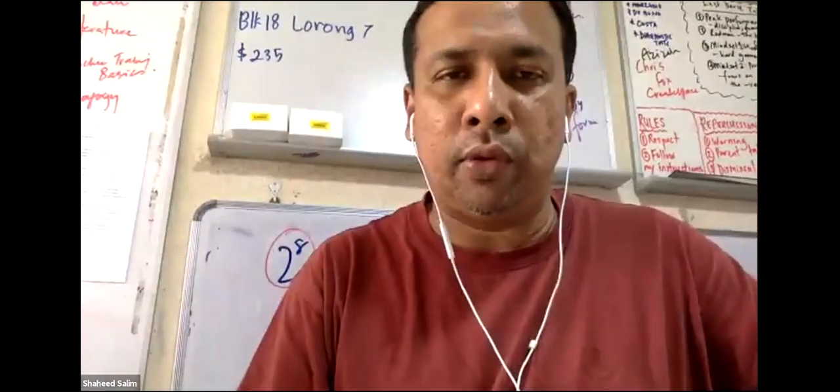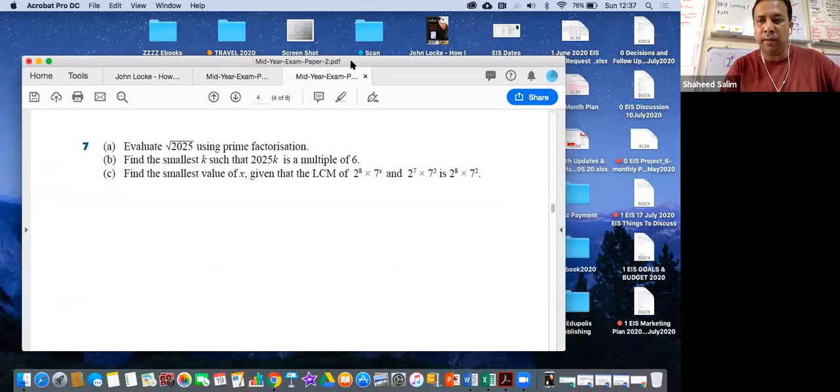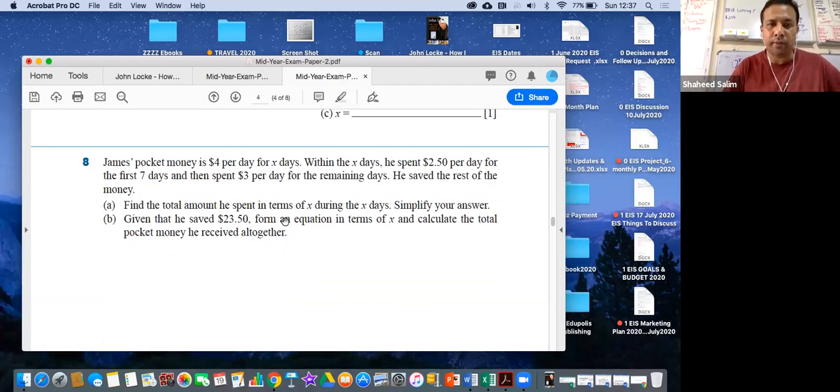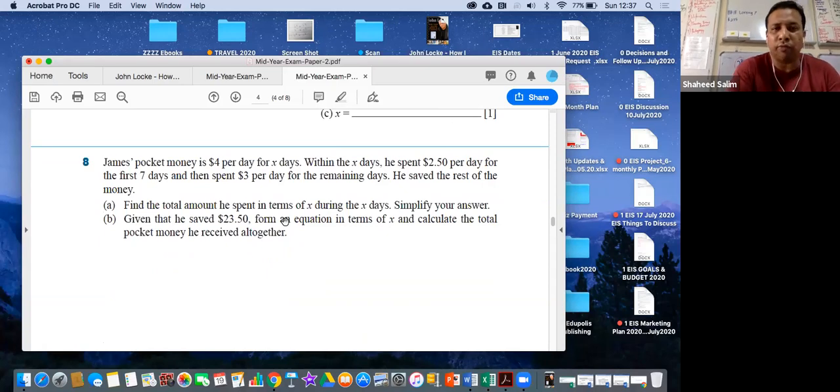So this one is okay, right? 7 is okay, right? What about question 8? Okay, so let us read through. James' pocket money is $4 per day for X days. Let us change X to a number just for understanding it.